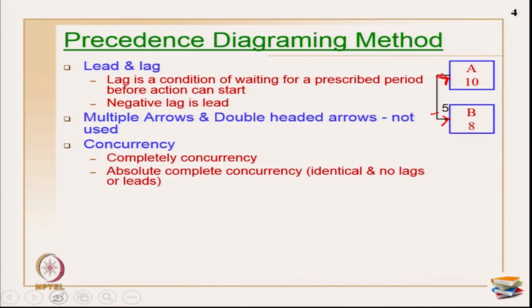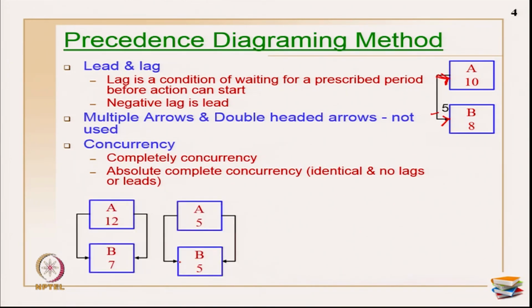There are some terminologies in concurrency. One is called complete concurrency, the other is called absolute complete concurrency. Complete concurrency is explained like this. I have an activity A with duration 12, and B with duration 7. As soon as A starts, B also starts. As soon as A finishes, B also finishes.